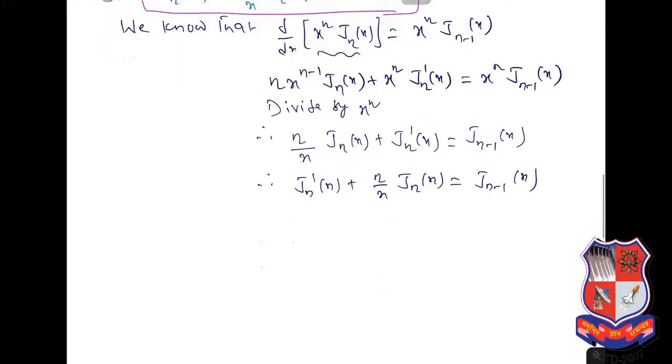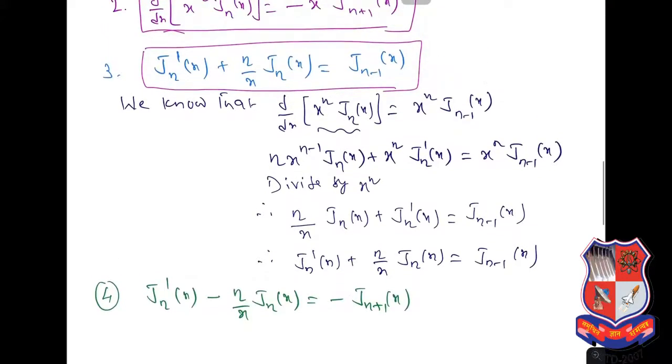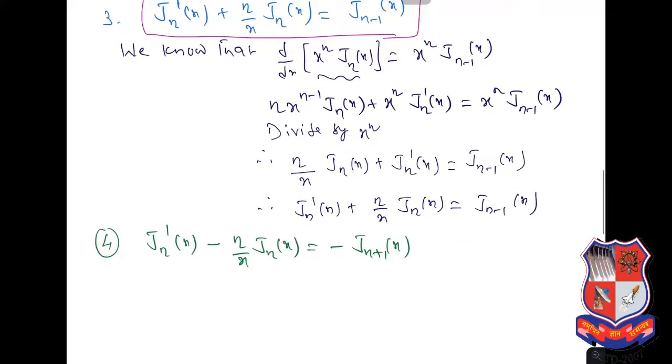Okay, there is also one more that I can give again to you, that Jn dash x minus n by x Jn x equal to minus Jn plus 1 x. You can prove this again by using this result. If I use this one, you can easily prove this property.